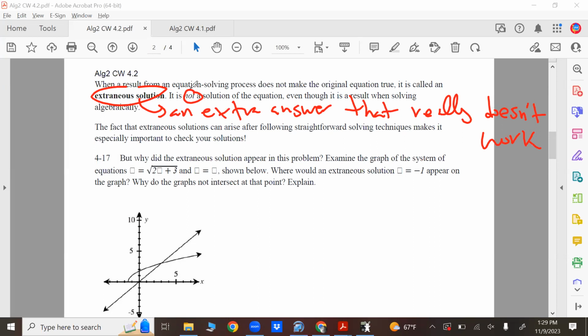So to be honest with you, the graphical solution is actually more reliable because you have to make sure what's happening graphically confirms algebraic. So 3 definitely for sure works. X equals 3 is a true answer. But x equals -1 is what we call an extraneous answer or extraneous solution.